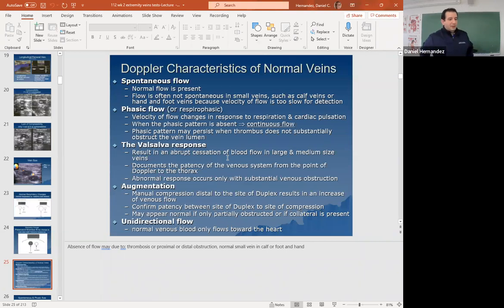And then the other thing we're going to look for too is unidirectional flow. So we want to make sure that the flow is going in a forward direction, back up towards the heart, and not the presence of reflux. So you can actually appreciate bidirectional flow within the veins if you have your color box on, and you see the vein flashing from blue to red, back to blue again. That would indicate the presence of bidirectional flow. So we want unidirectional flow.